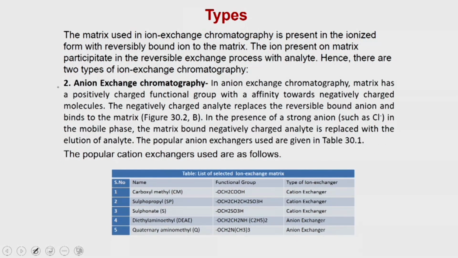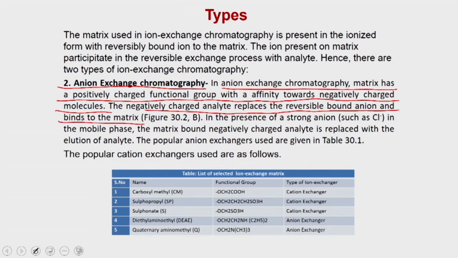In anion exchange chromatography, the matrix has a positively charged functional group with an affinity towards negatively charged molecules. The negatively charged analyte replaces the reversibly bound anion and binds to the matrix. In the presence of a strong anion such as chloride in the mobile phase, the matrix-bound negatively charged analyte is replaced, with the elution of the analyte. The popular anion exchangers are DEAE Sepharose, the quaternary amine, or the MonoQ. So, these are examples of anion exchangers.